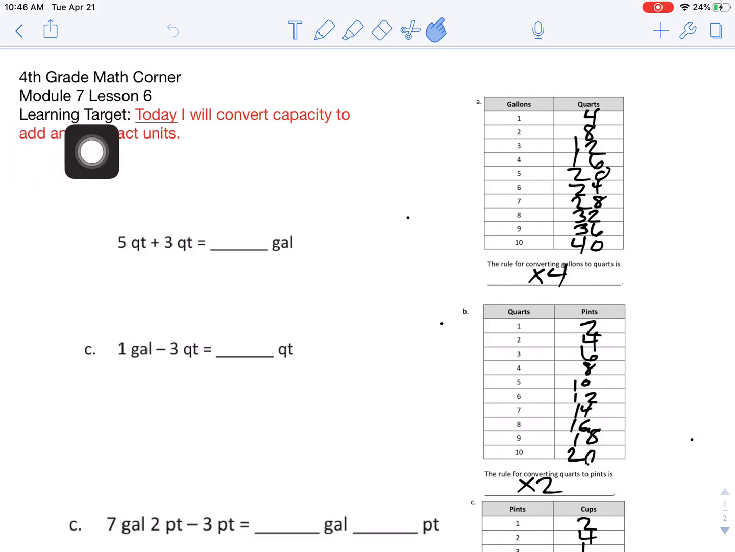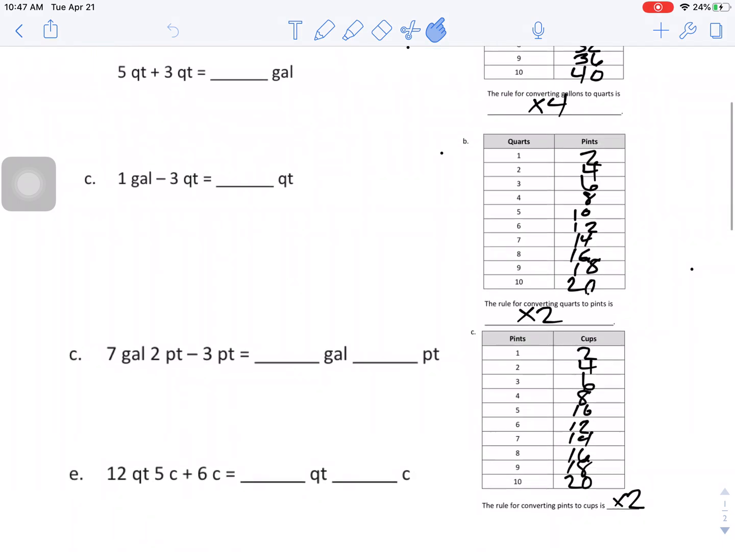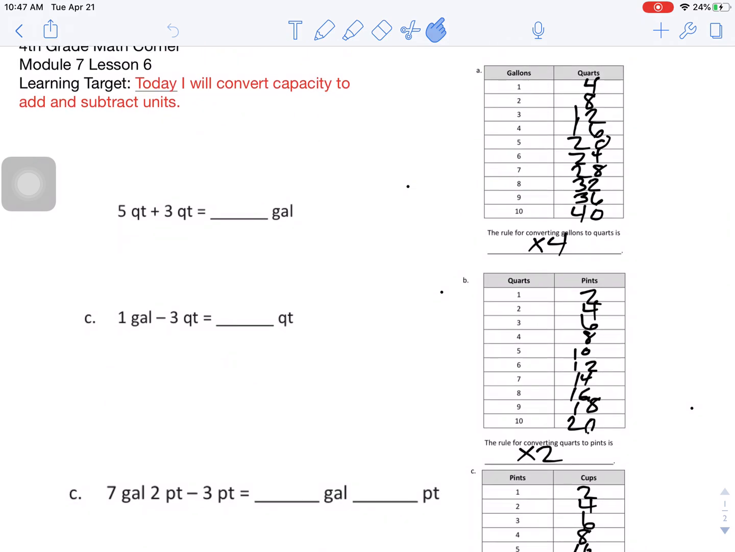Our learning target today is: I will convert capacity to add and subtract units. What you have to do is look at your measurements of capacity, and then add or subtract them, but you need to convert them to a different unit. Or maybe convert first, like down here, and then add or subtract them. So let's practice this today. Notice they are all measurements of capacity. I have taken our conversion charts and put them on the side of my screen. That way it'll help me when I'm trying to convert.